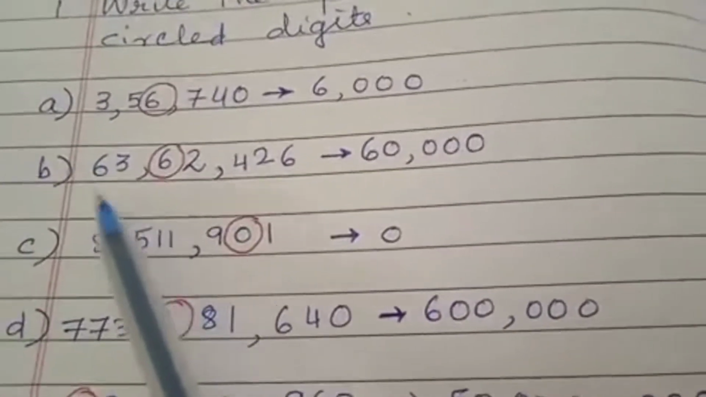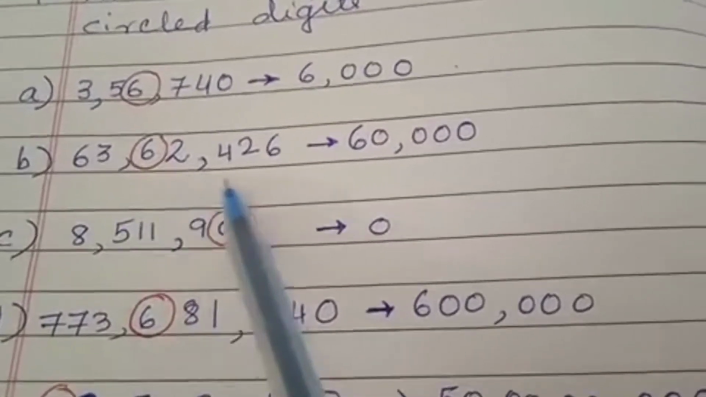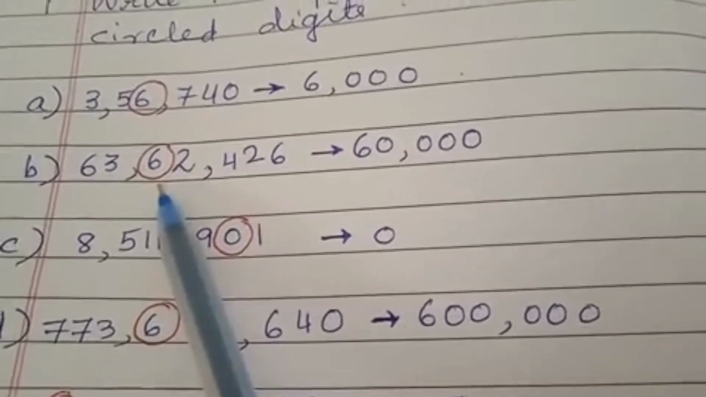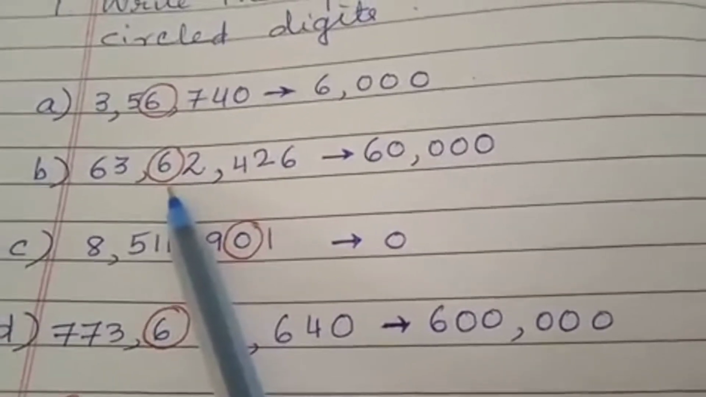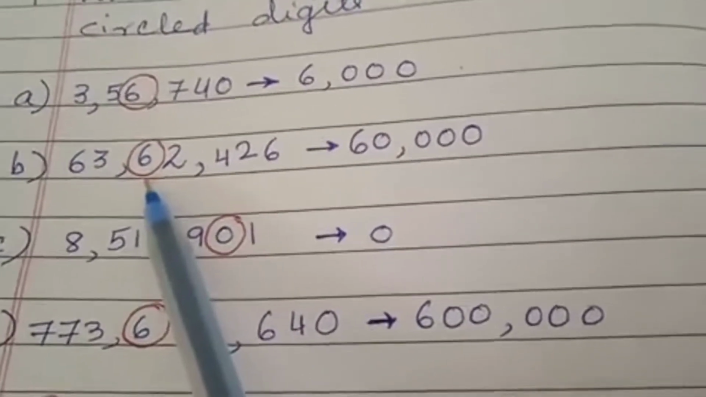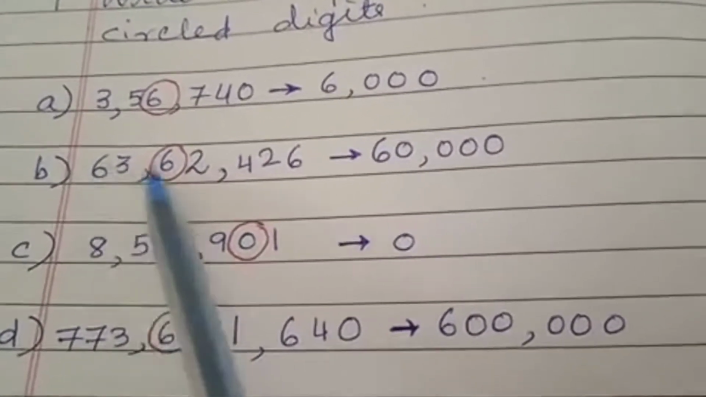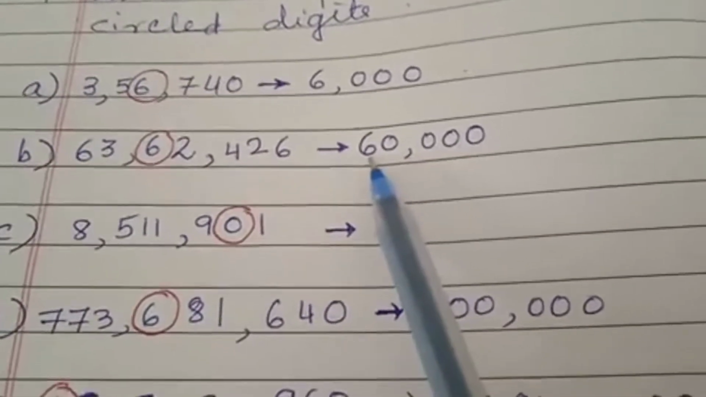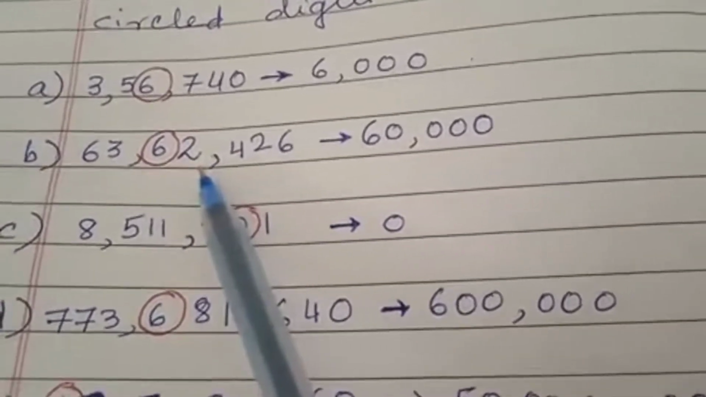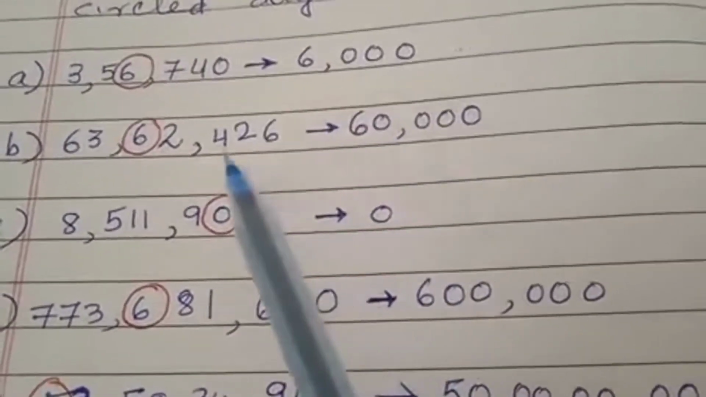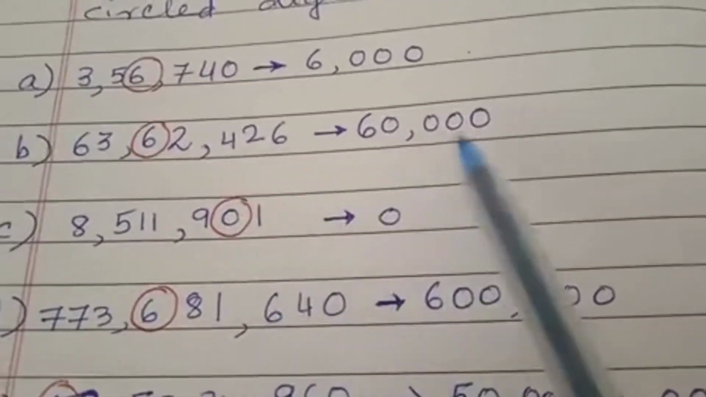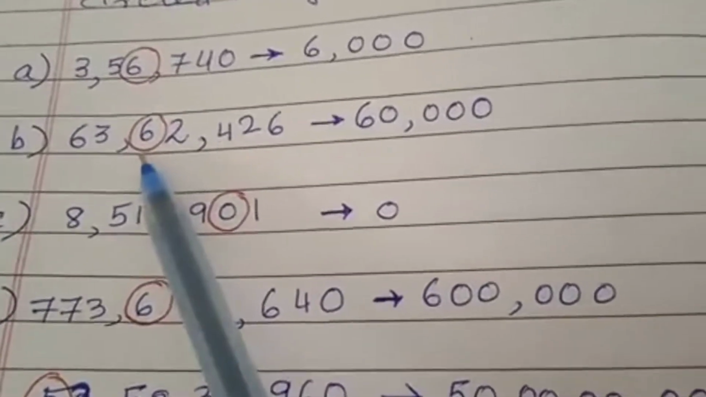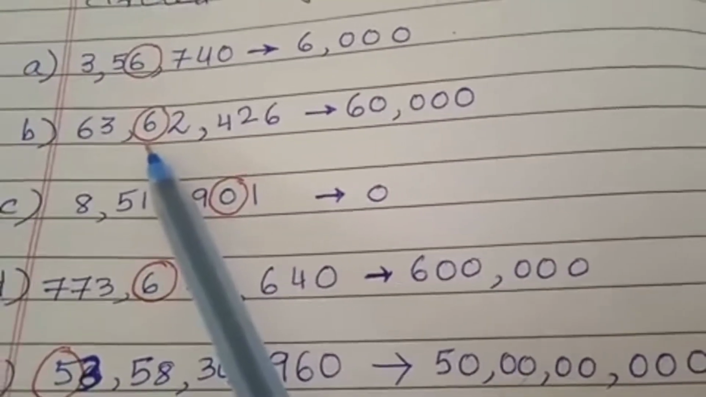Coming to number B, this is 63,62,426. The 6, which is in the 10,000s place, is circled. So when we have to write the place value, we will ignore the digits which are before it. Okay? So we will write 6, which is in the 10,000s place, followed by the 1000s place, which should be 0, and hundreds place 0, 0 in the tens place, and 0 in the ones place. So it comes as 60,000, 6 ten-thousands or 60,000 is the place value.